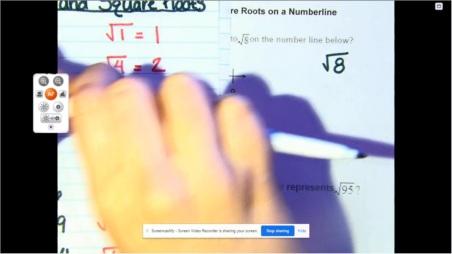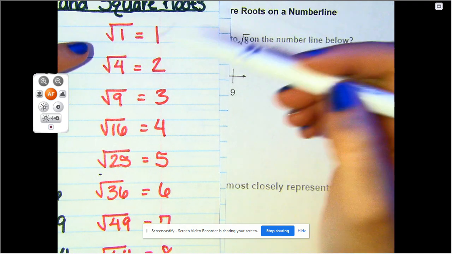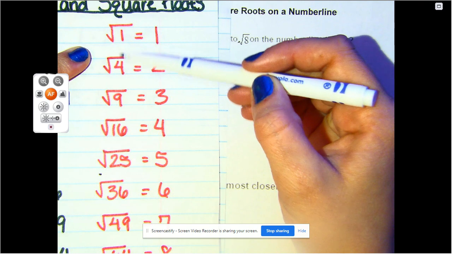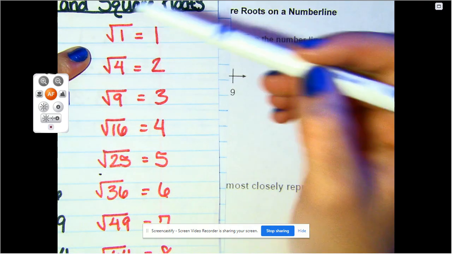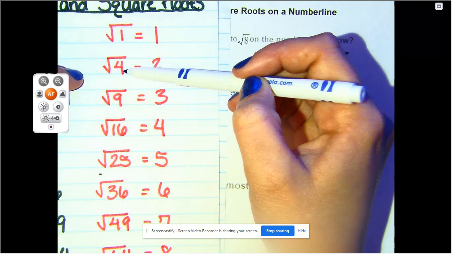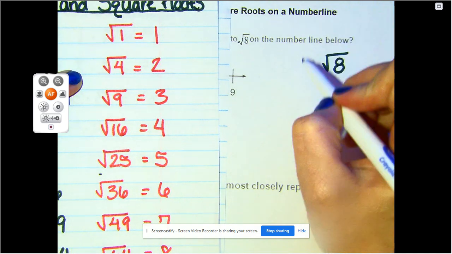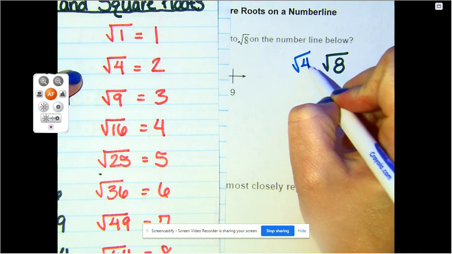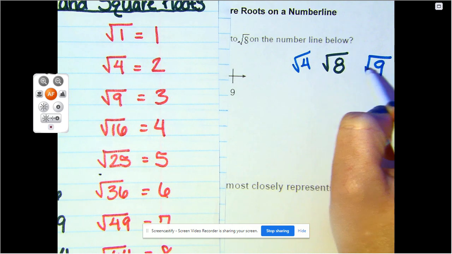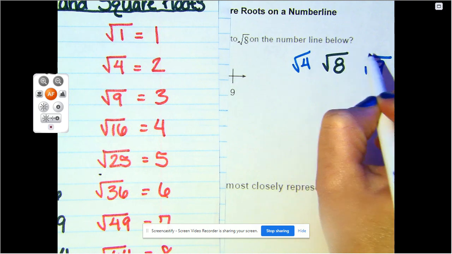And it falls between two particular perfect squares. The number 8 doesn't fall in between 1 and 4. Does 8 fall in between 4 and 9? That would be true. So your square root of 8 would fall right in here. Square root of 4 would come before it, and square root of 9 will come after. Again, the number 8 falls in between the numbers 4 and 9.